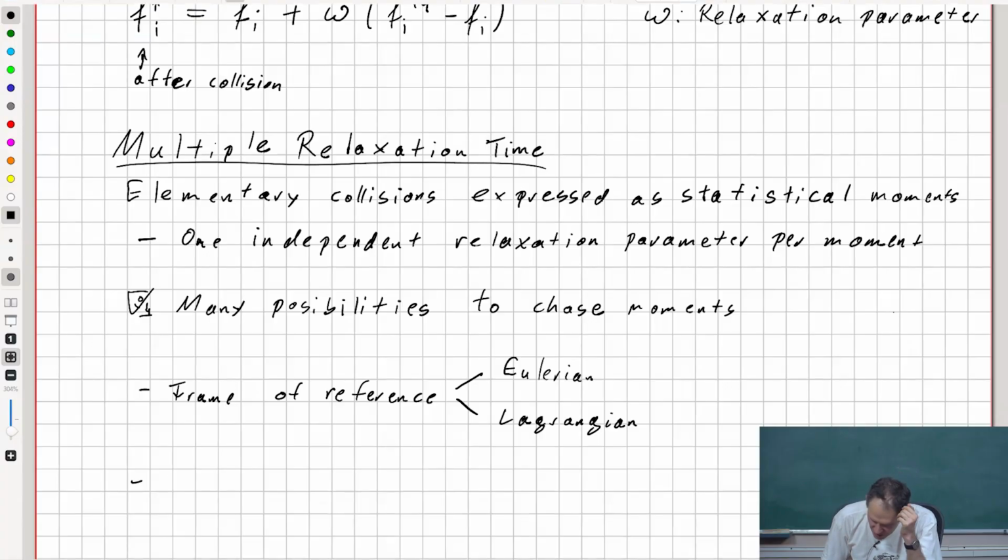So then the next thing is, these different moments are supposed to be independent of each other. And in order to make them independent, there are different possibilities.